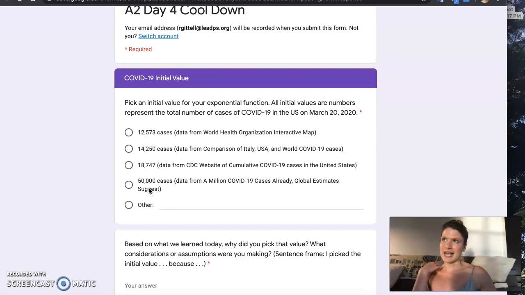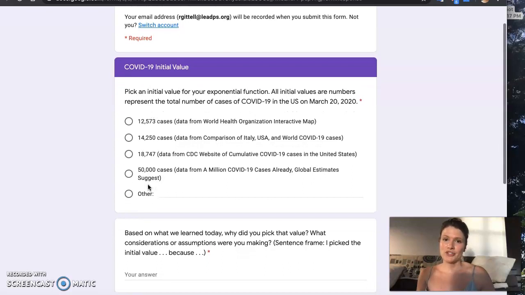What I want to emphasize, because I think this can be a little bit confusing, is that none of these are the wrong answer, which is kind of crazy because we're used to there being a wrong answer in math. Actually, none of these are wrong. They're all legitimate initial values that mathematicians are using to model the spread of COVID. What your teacher is looking for here is how you justify your reasoning for why you picked the number you did. So I'm going to walk you through and model how I might do this if I were a student in an algebra class.